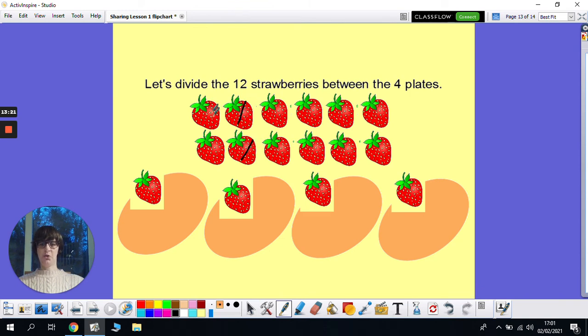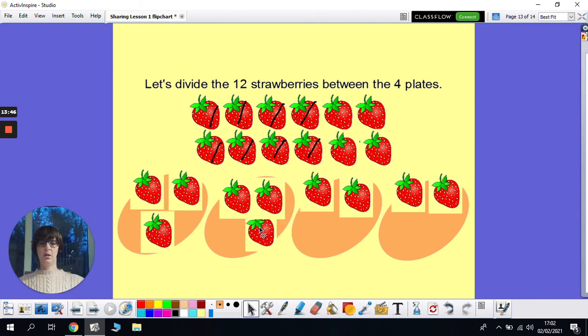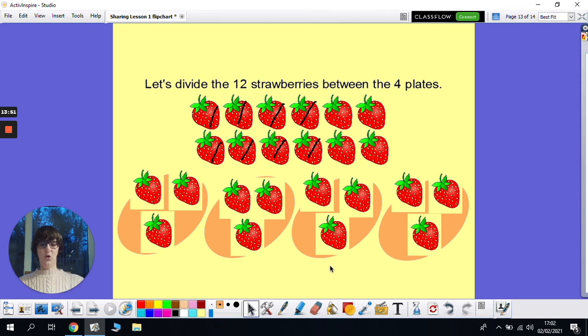2, 3, 4. Okay, let's share 1 for this plate, 1 for that plate. This plate needs 1. And so does that one. Let's mark off the next 4 I've shared. 1, 2, 3, 4. And then share the last ones. 1, 2, 3, 4. Okay, I'll mark them off so I know I've shared them.